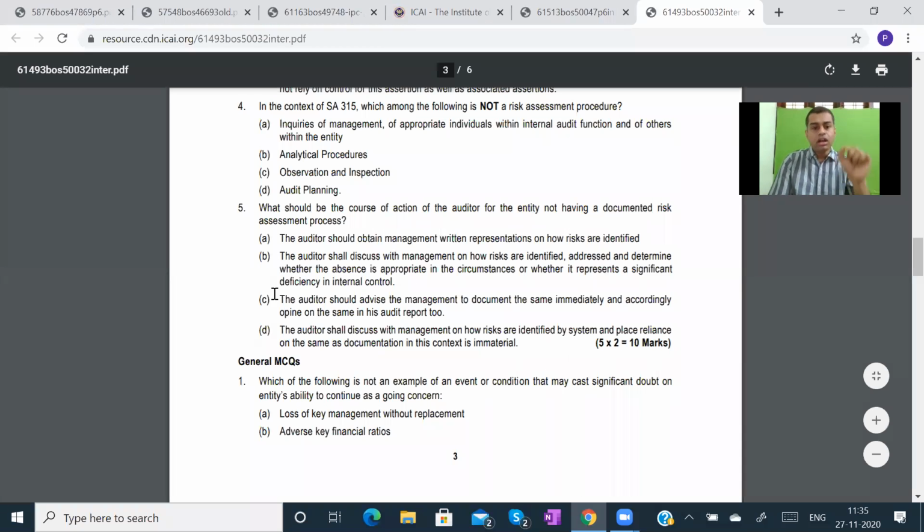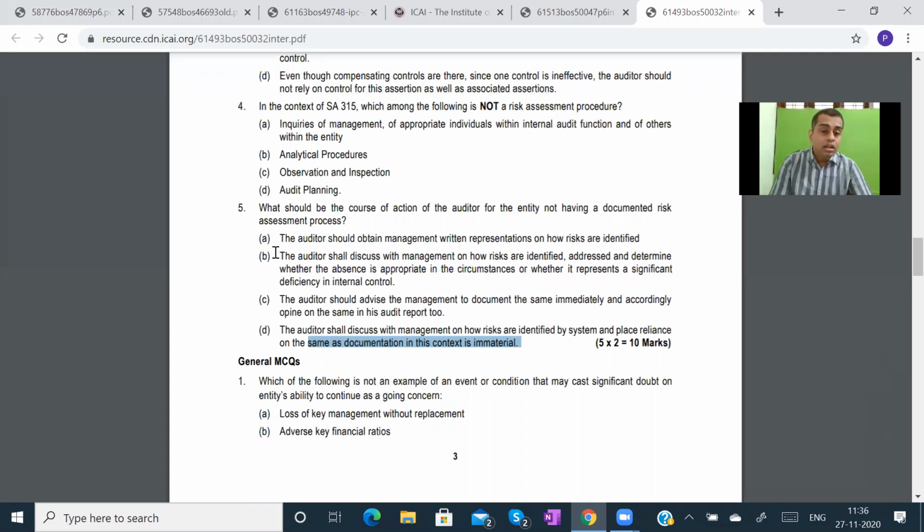Is this what you think? Or D, the auditor shall discuss with management on how risks are identified by system and place reliance on the same, as documentation is immaterial. This is what they are saying. B seems to be 100% correct answer. So you tell me, what do you think? A, B, C, D, which one is your answer?